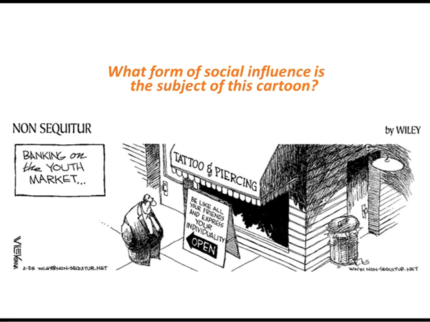So, what form of social influence is the subject of this cartoon? You have an older gentleman, and the title of this is Banking on the Youth Market. An older gentleman has stopped in front of a tattoo piercing parlor and looks at a placard outside the business: "Be like all your friends and express your individuality." So, be like all your friends and express individuality, somewhat of a contradiction in terms. But the idea is very salient in that what they're discussing is a very powerful form of social influence called conformity.